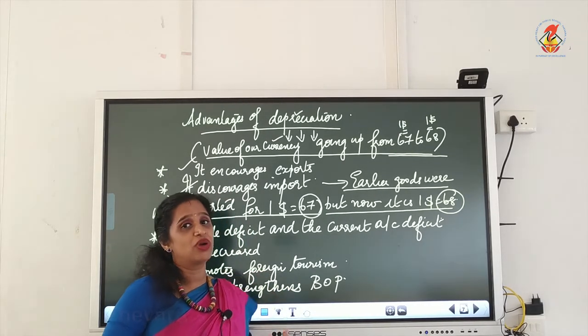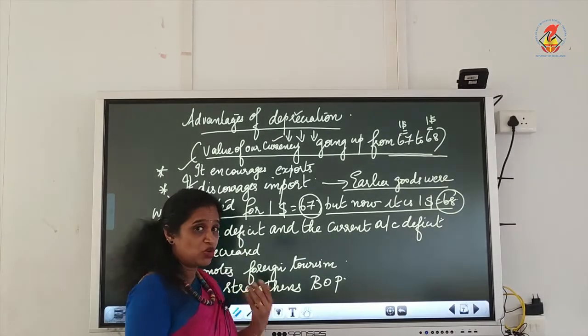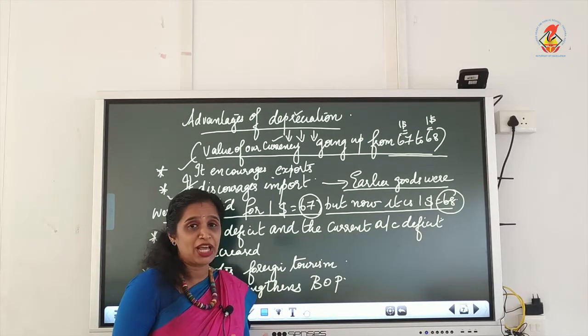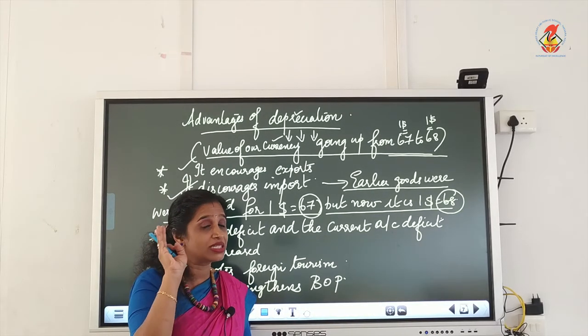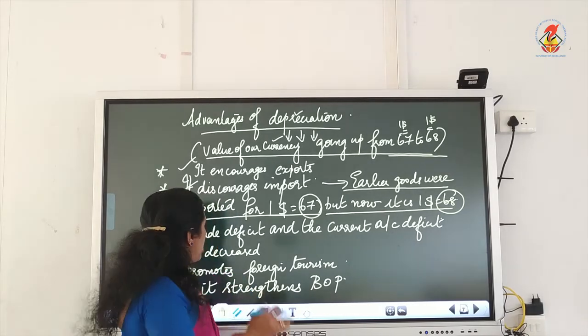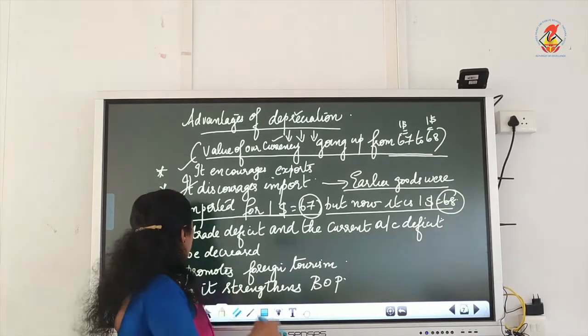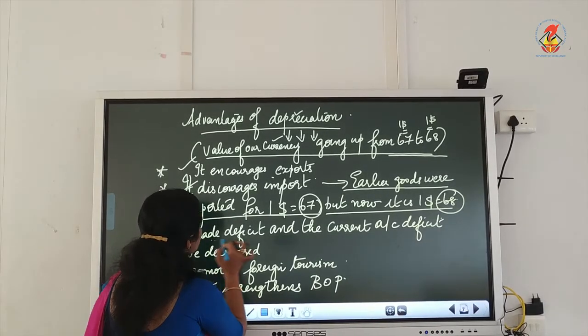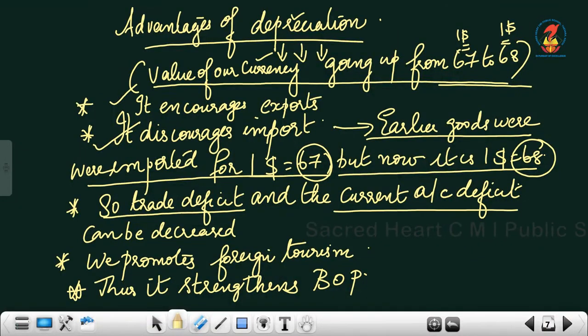So as a result, what can happen? So many problems can happen in the balance of payment. Therefore, we will always discourage the import during this situation. Now, by discouraging the import, we can prevent the trade deficit and current account deficit.